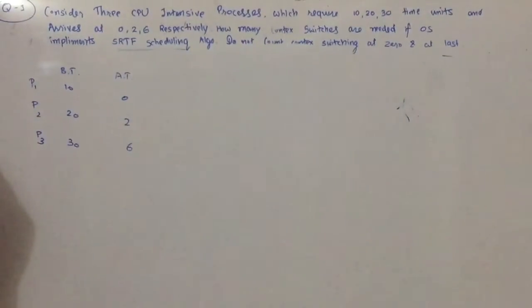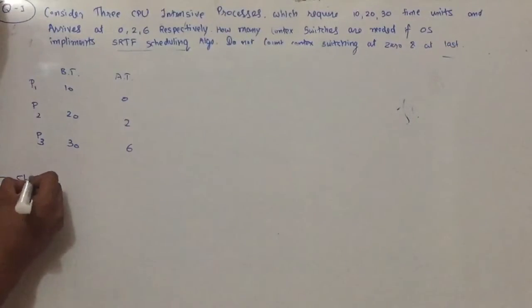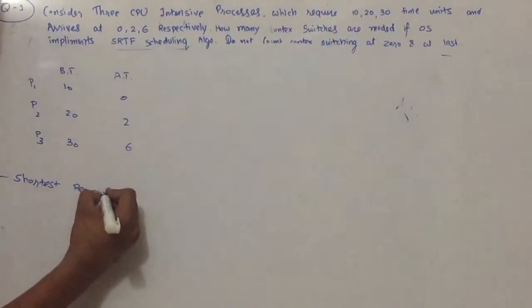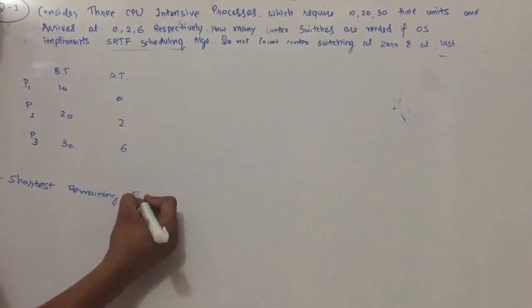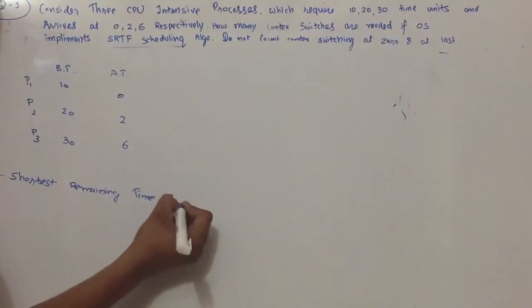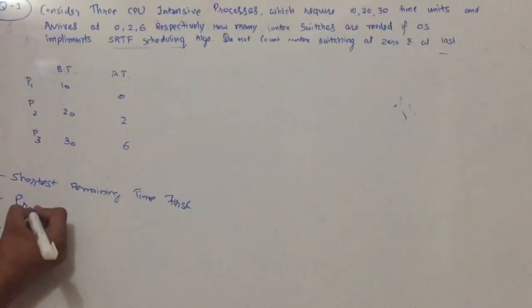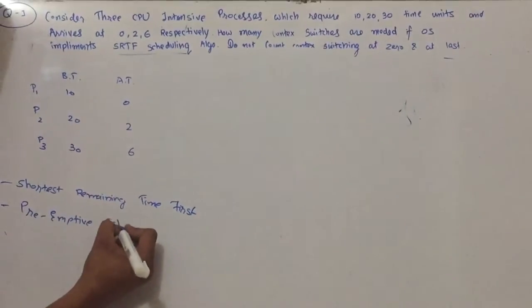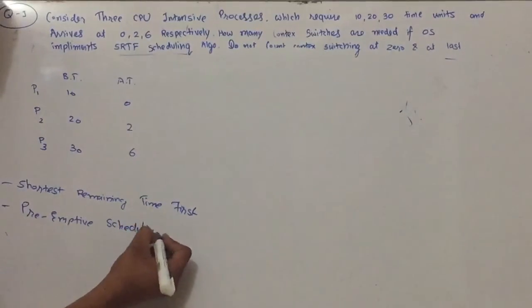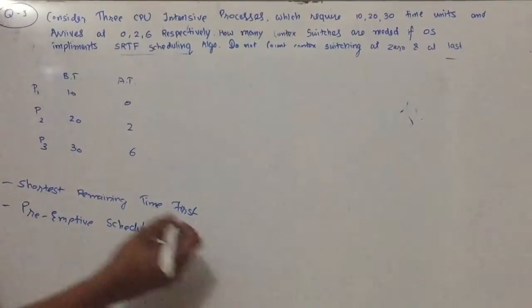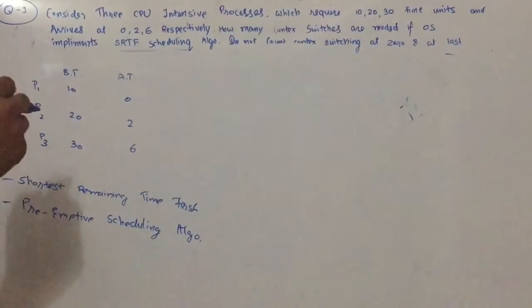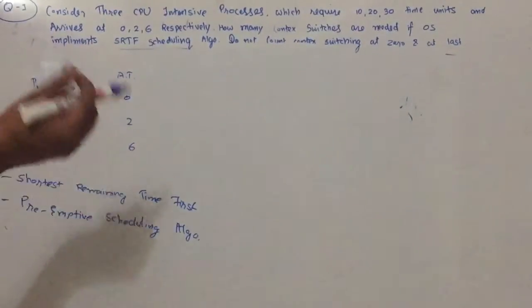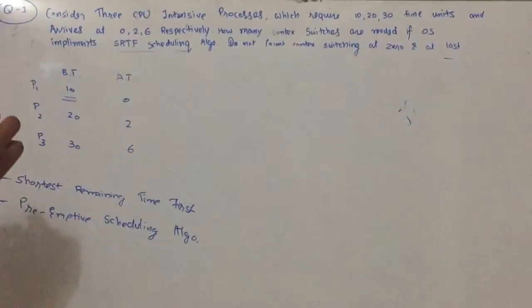So SRTF is shortest remaining time first. And SRTF is a preemptive scheduling algorithm. Processes will be given priority according to their burst time. The process which has the shortest burst time will be scheduled first according to the SRTF algorithm.